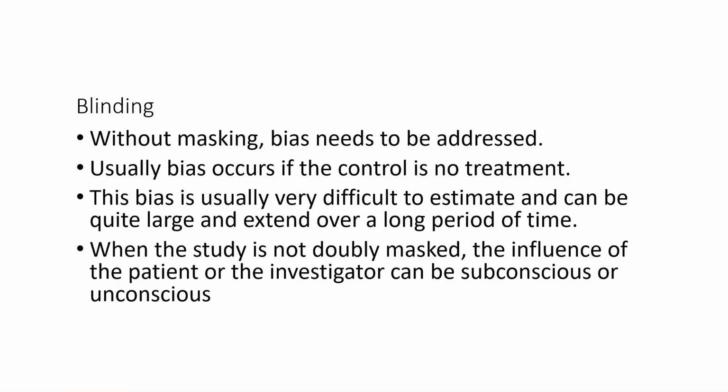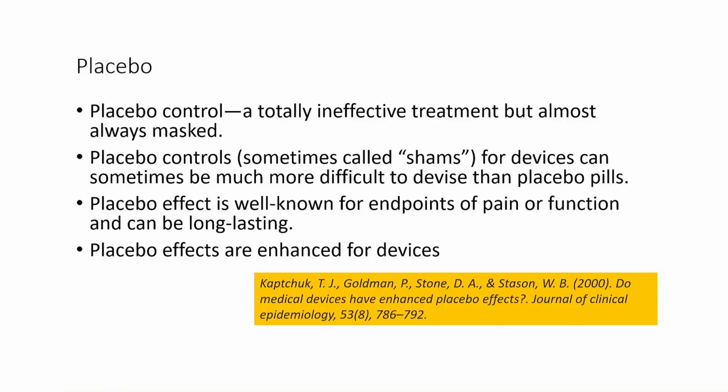When the study is not double masked, the influence of the patient or the investigator can be subconscious and unconscious. Sometimes you would know by the back of your mind that this is how probably it's going to happen, right? So what happens when you do not have a randomized control system is you tend to take things for granted, right? That's where the study results get extremely skewed and do not show the real face of how it should look like, right? So these are some of the challenges if blinding is not followed.